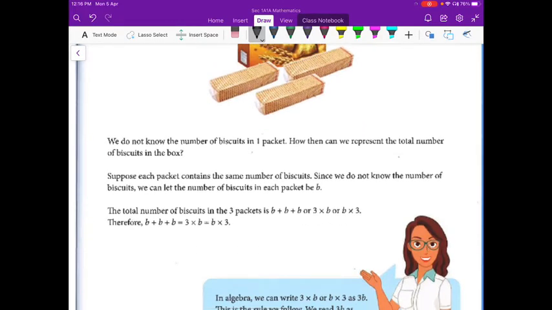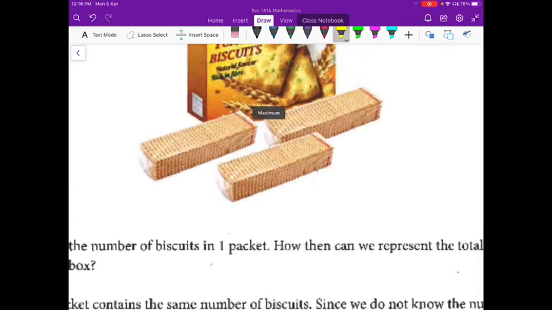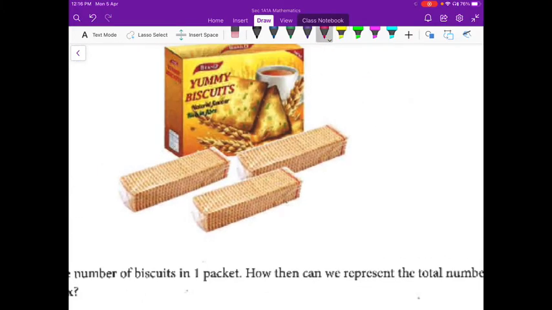Suppose that each pack contains the same number of biscuits. We let the number of biscuits in each packet be B. So I'm going to be very lazy right now. I'm going to say that there are B number of biscuits over here. How many biscuits are there altogether? Huh? How is 40? No, don't count. We don't expect you to count. So there are B biscuits over here.